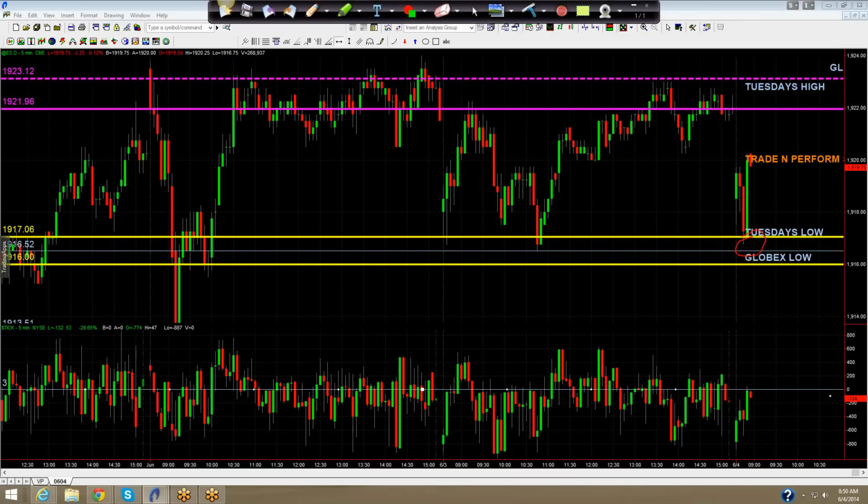So my stop's now at 1917. That means that it could come back down in 1 tick and reverse and go higher. That would suck, but that could happen. I'm all right with that at this point.